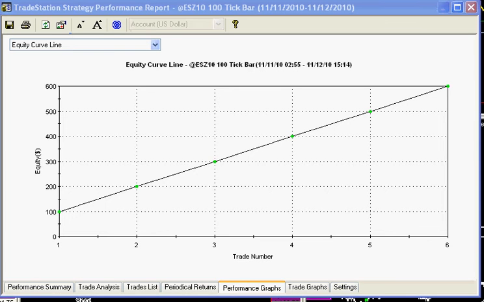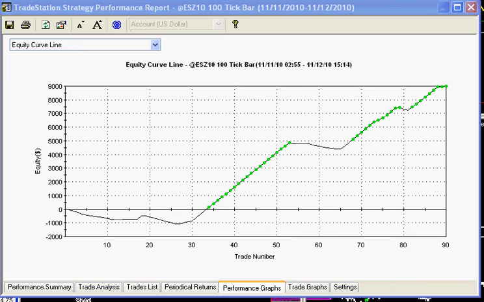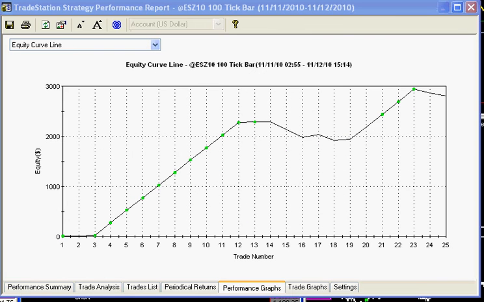with the trend. We've created a variety of different settings in each of these strategies, and I just thought I would show you the equity curve from all of the strategies that we had running today with slightly different settings. Okay, so we're going to start off with this particular one, 24 trades, 90 trades, but that's not too bad, almost $9,000. That's pretty good. 13 trades, 1,400. 25 trades, about $3,000.